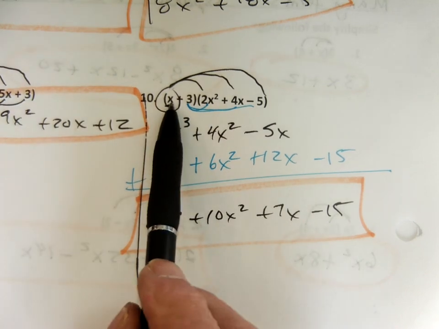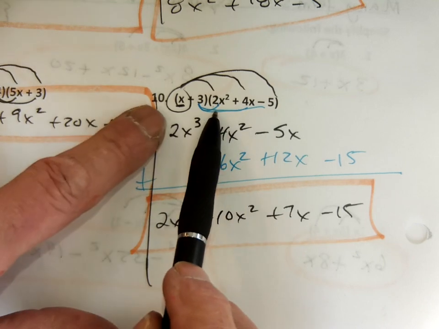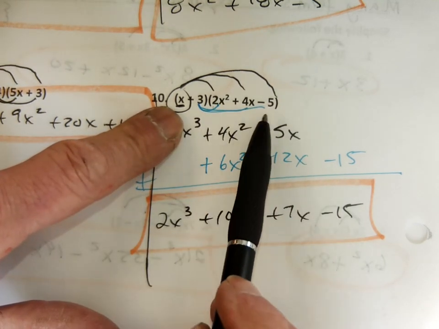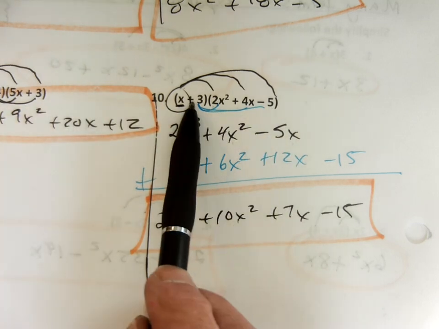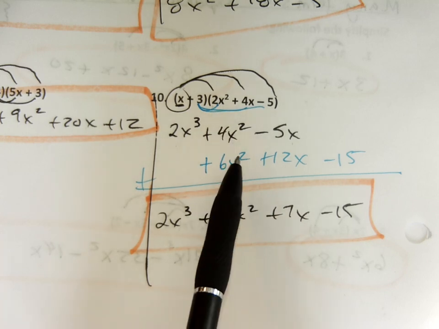I take the x times all 3 of these. Then I take the 3 times all 3 of these. So x times 2x squared is a 2x cubed. X times 4 is a positive 4x squared. X times 5 is a negative 5x. Then I take the 3 times all 3 of these terms. So 3 times 2x squared is a positive 6x squared.